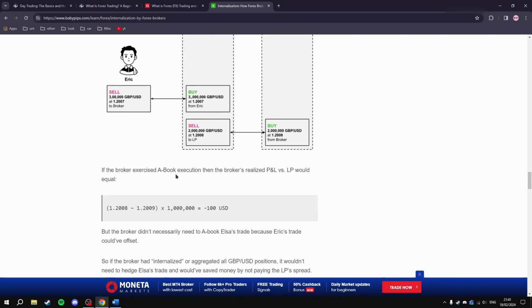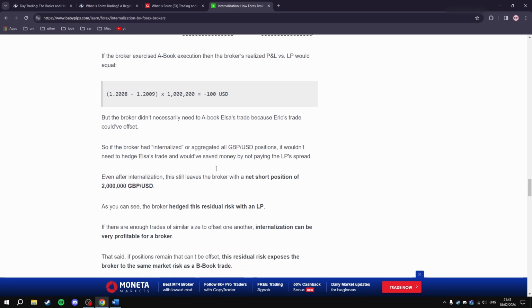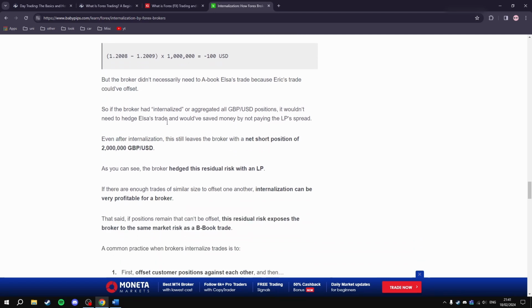Okay, if the broker exercised A book execution, then the broker's realized profit loss versus the liquidity provider would equal minus 100 USD. But the broker didn't necessarily need to A-book Elsa's trades because Eric's trade could offset. So if the broker had internalized or aggregated all GBPUSD positions, it wouldn't need to hedge Elsa's trade and would save money by not paying the liquidity provider's spreads. Even after internalization, this still leaves the broker with a net short position of 2 million GBPUSD. As you can see, the broker hedged this residual risk with a liquidity provider.